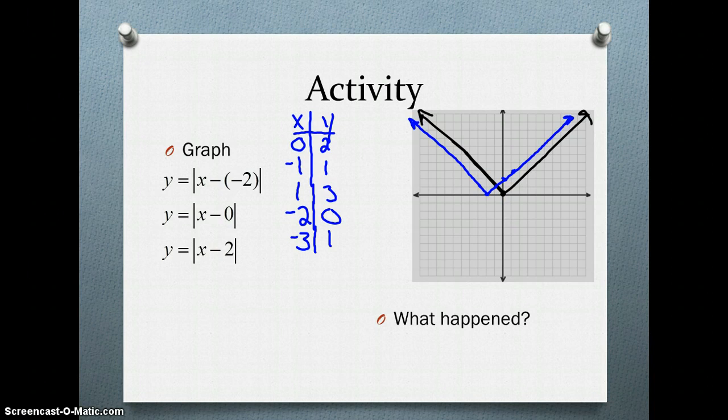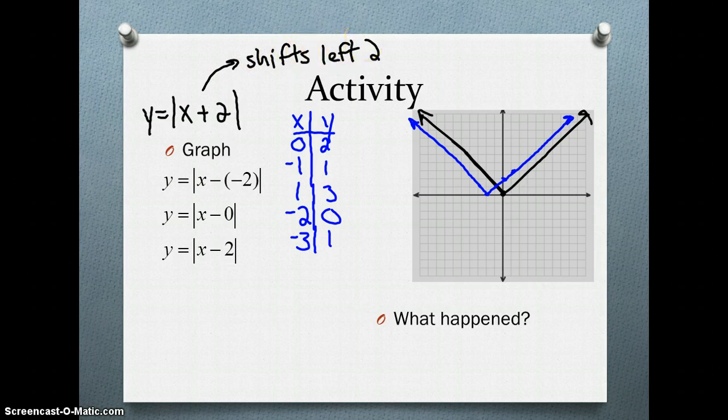So that graph shifted left. And what you'll normally see that written as is y is equal to the absolute value of x plus 2. This shifts left 2. Now, I know we're going to see plus, and we're going to think we want to shift it to the right. If it's on the inside, you think the opposite. X minus 0 is just x, so that is our original function there.